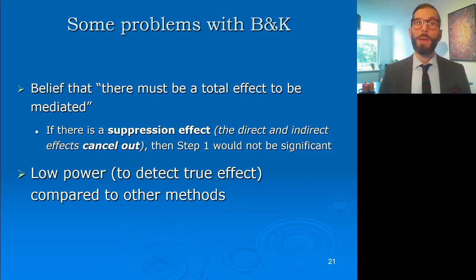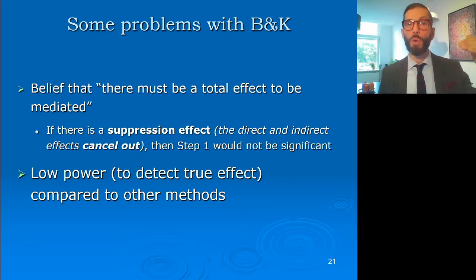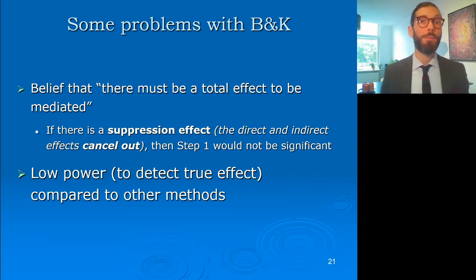Now I introduced the Baron and Kenny steps before, and I also told you that these are part of statistical history, and that is because there are some problems with the Baron and Kenny steps. One key problem is that Baron and Kenny use statistical significance as the criterion by which they progress through the different steps. But statistical significance is not designed to be used for model selection or to change our analysis decisions. The second problem is that underlying the steps is this belief that there must be a total effect to be mediated. So Baron and Kenny first look whether there is an effect of X on Y, and if there isn't, they're done with the steps, they only do step one.